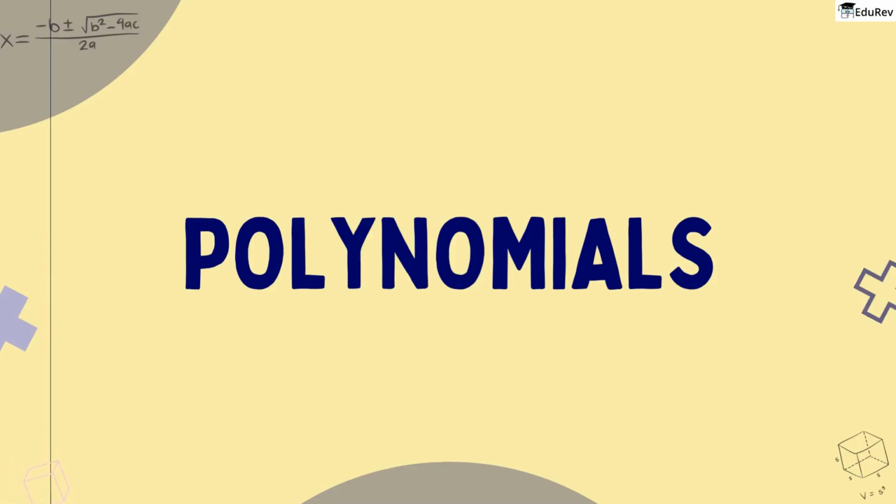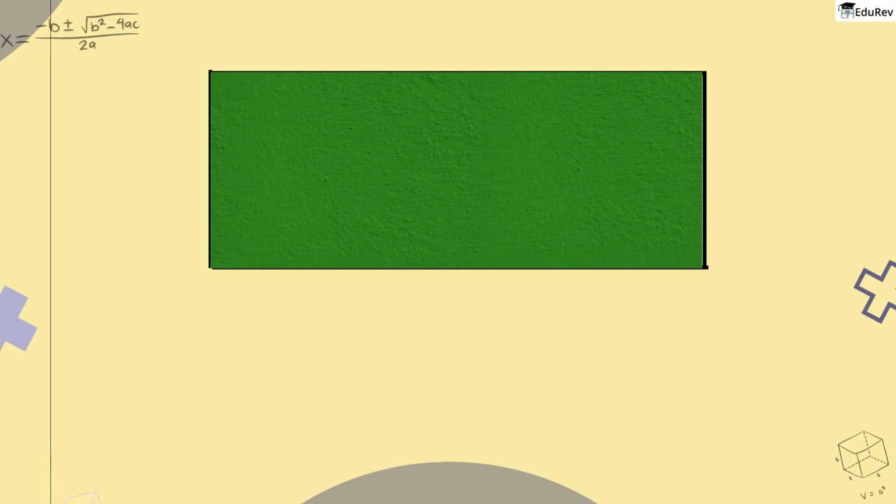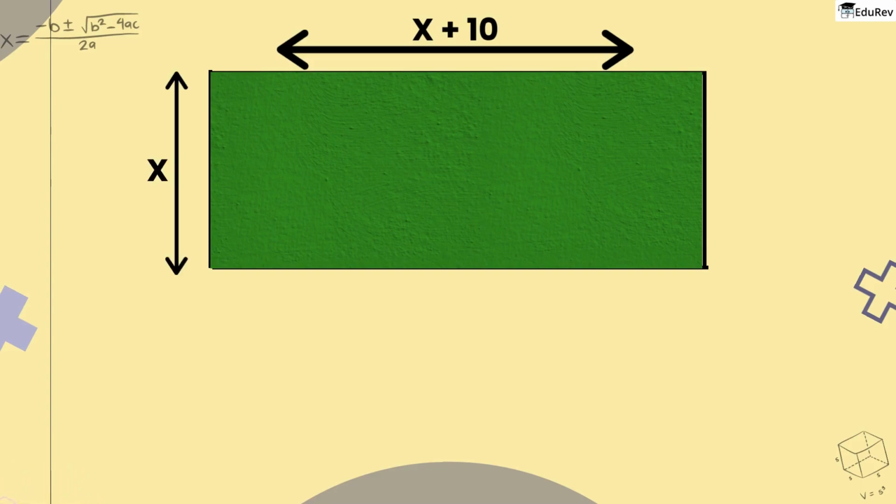Hello students, do you remember studying polynomials in your earlier classes? Let's say you are in a rectangular park and you have to calculate its area. Its length is x plus 10 and breadth is x. What is going to be its area?